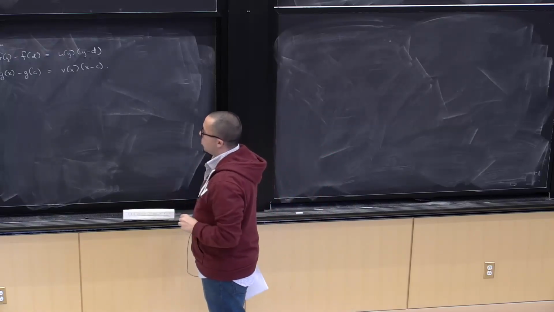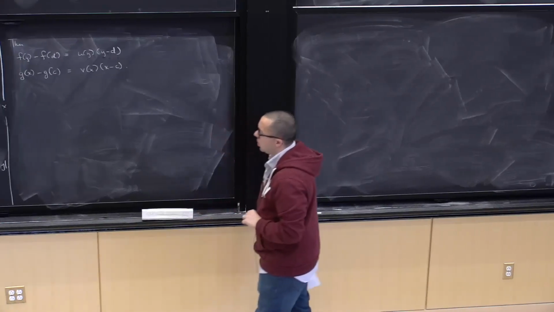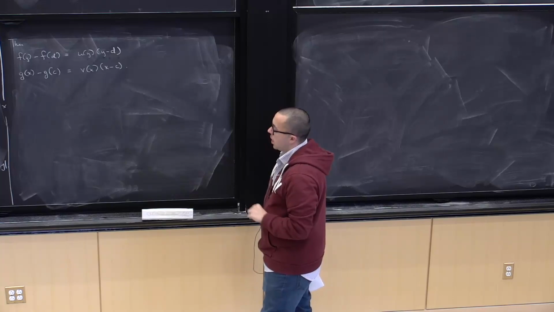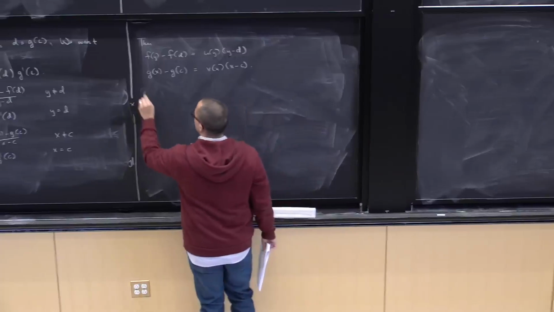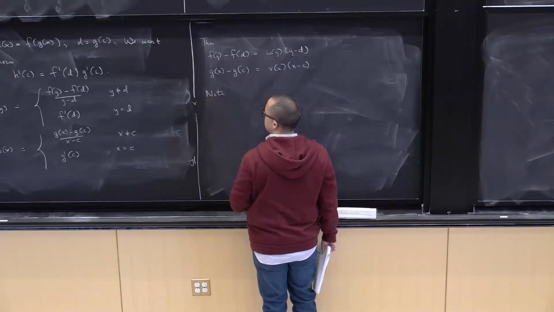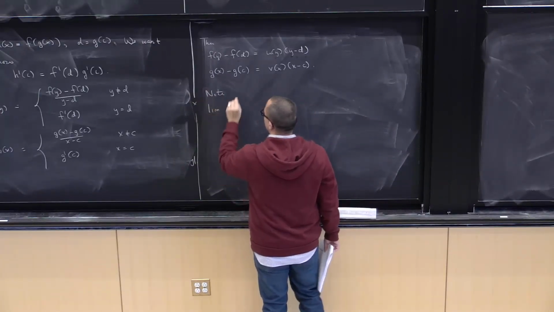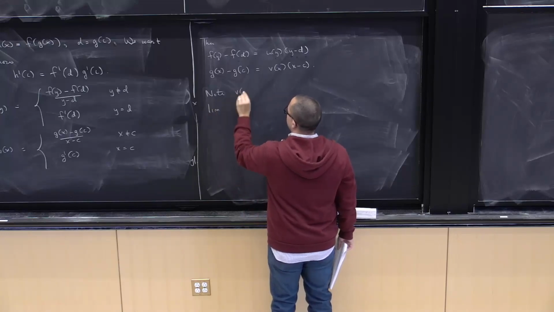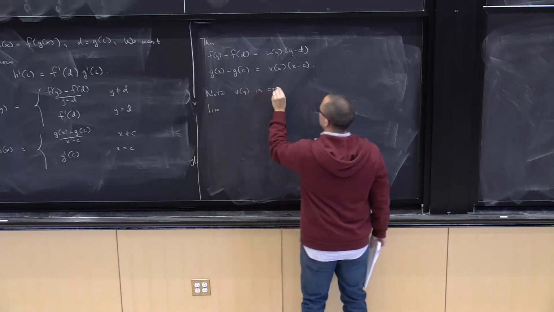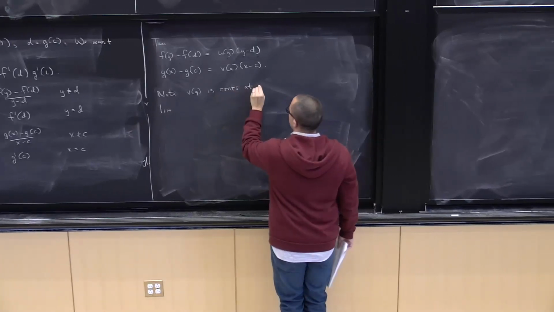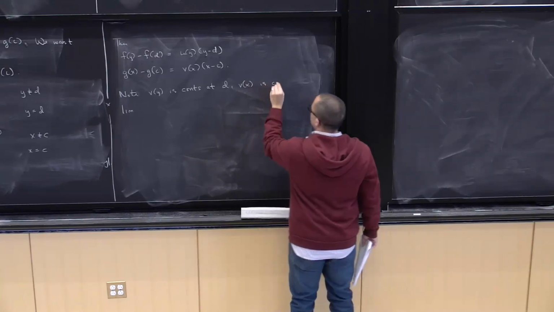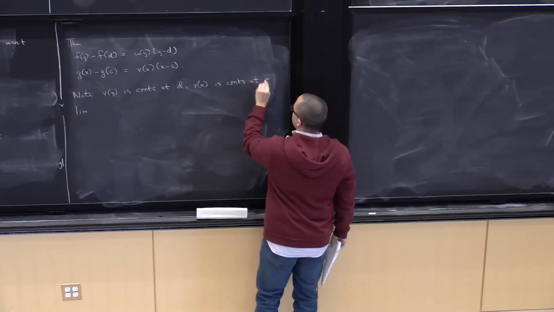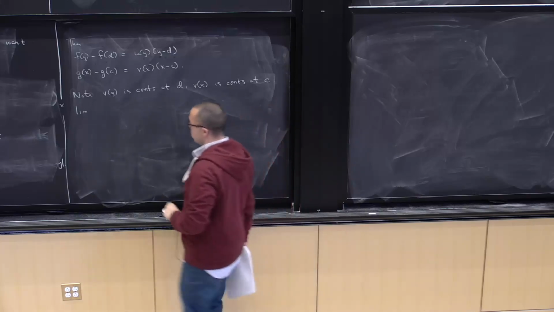All right, so we have these two expressions. And one more thing I want to note is that u and v are continuous at y equals d and x equals c, respectively. So note that u of y is continuous at d, and v of x is continuous at c. So let's look at the proof of that.